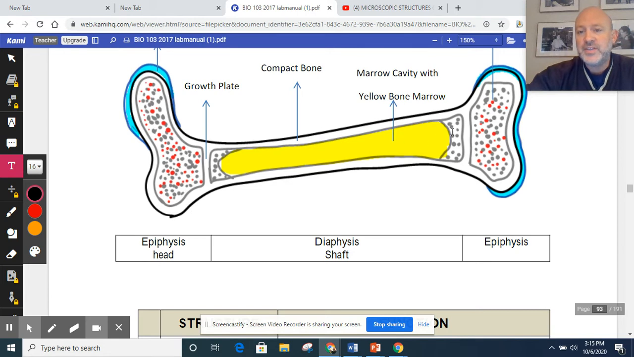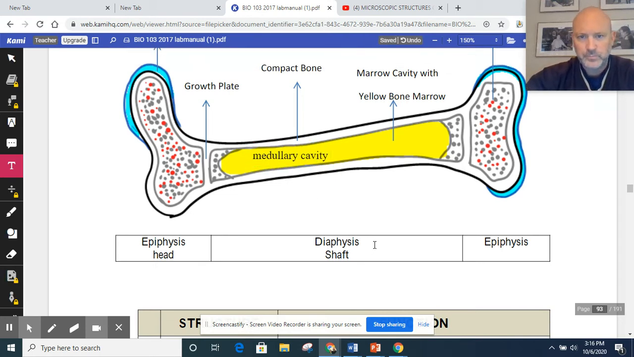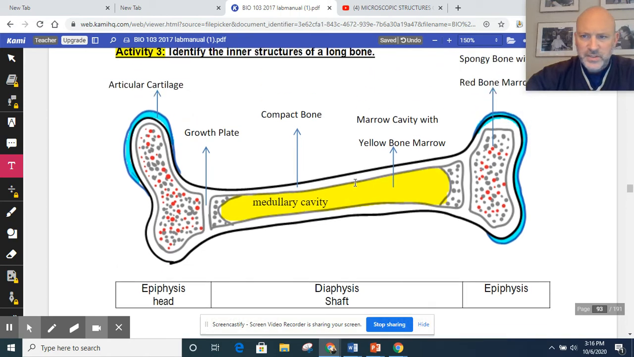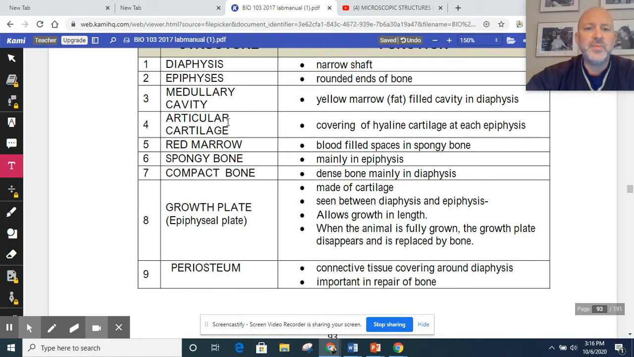This empty space that's filled with yellow marrow is called the medullary cavity. Let's label that. It's kind of important. Medullary cavity. All right, I think that's about it. We got some functions here. The diaphysis is the shaft. The epiphysis are the ends. Oh, there it is, the medullary cavity.